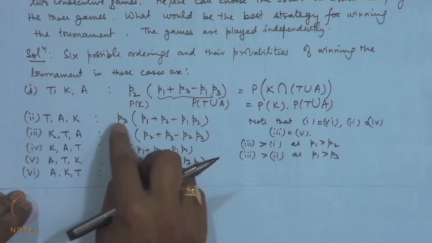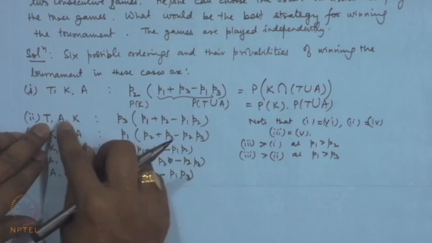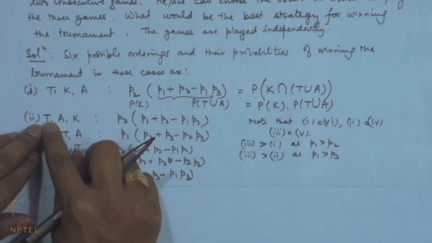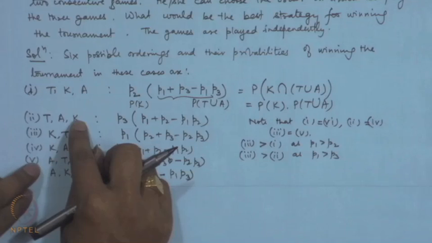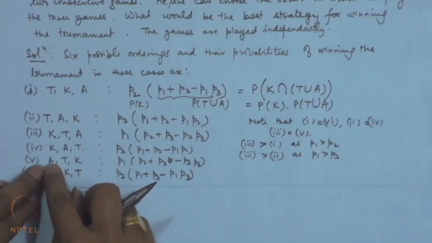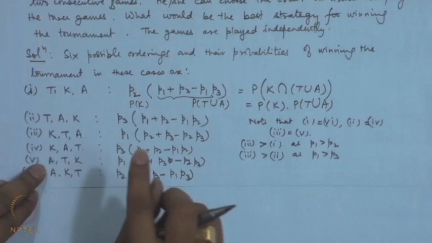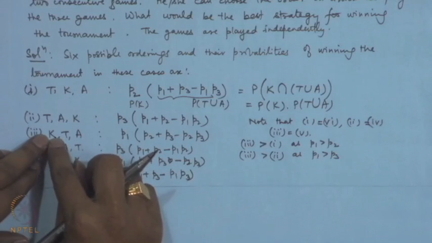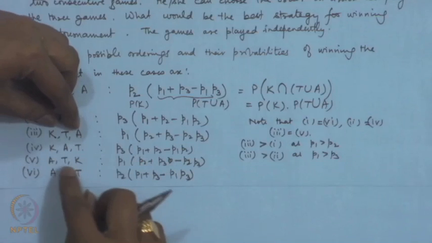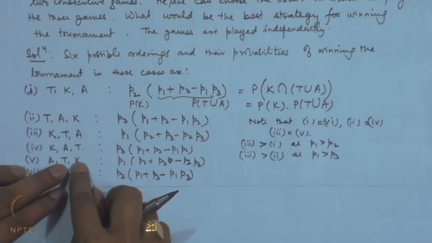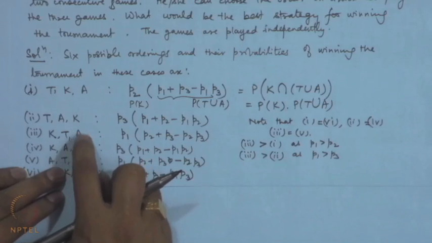Now, what is the third option? Third option is playing Topalov, Anand and Kramnik, or playing Anand, I am sorry, third is bigger. So, third is Kramnik, Topalov and Anand, and fifth is Anand, Topalov and Kramnik. This is the best strategy, either third or fifth.